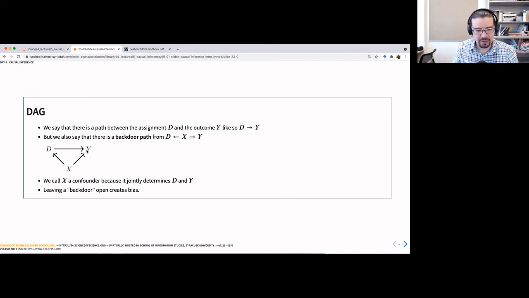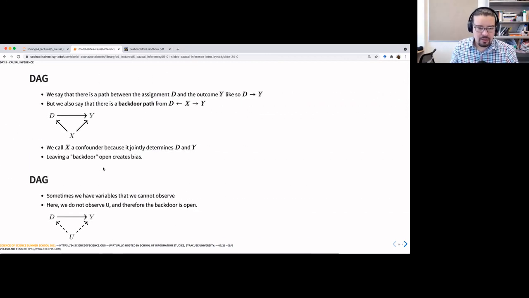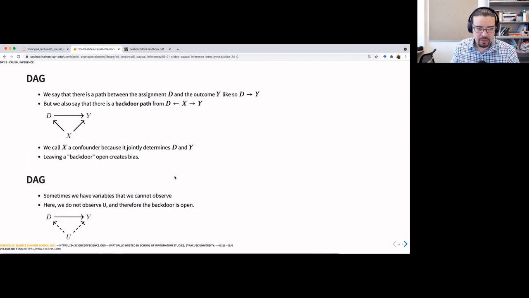Okay, so this is called a confounder, and this creates bias because again we can have this idea of risk taking that will affect both the chances of you getting the treatment and how many years you will live. So that's a backdoor that is open.